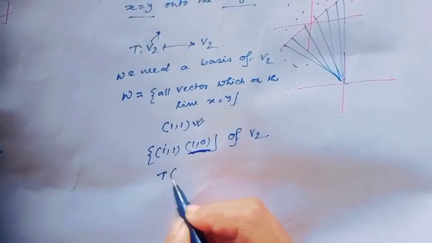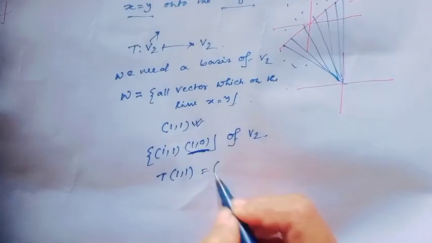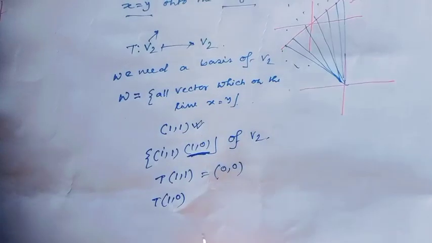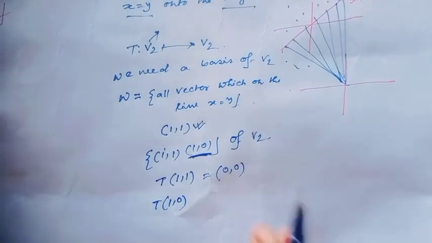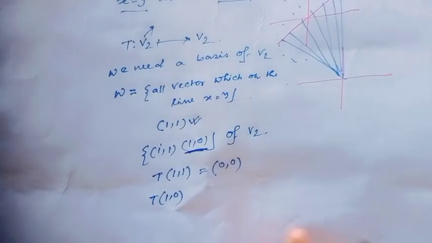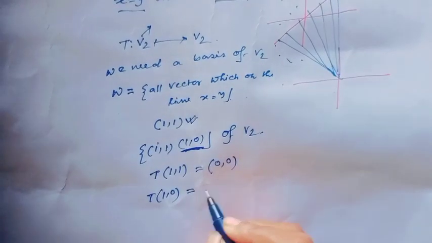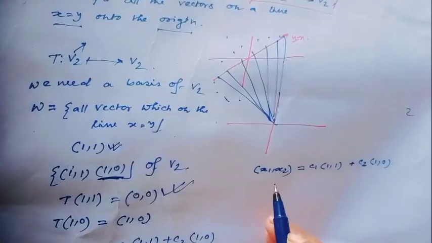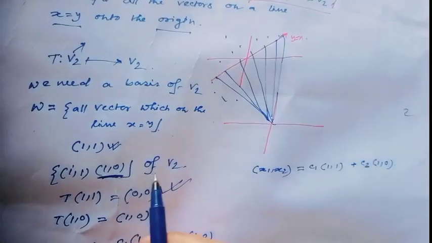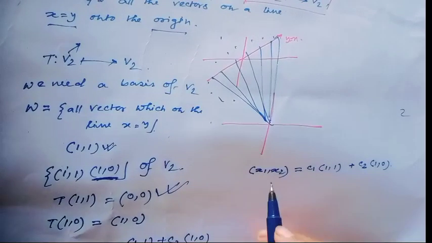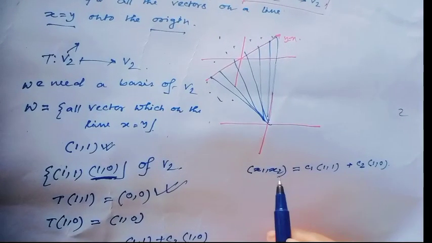And the mapping would be of this type: since (1,1) is the basis vector of this subspace, obviously (1,1) maps to (0,0), and T of (1,0), since this is a non-zero linear transformation, obviously maps to a non-zero point. So consider T of (1,0) mapping to the same point (1,0).